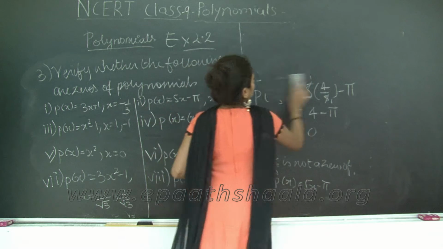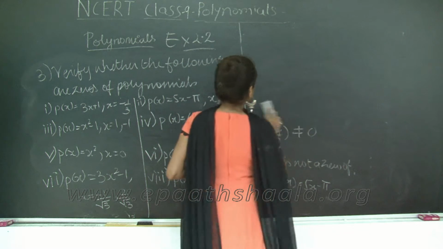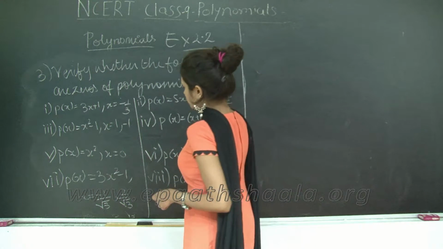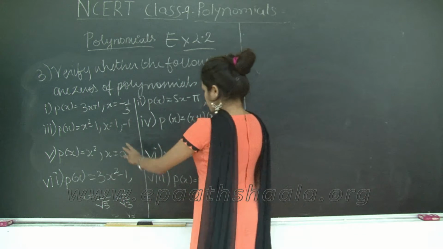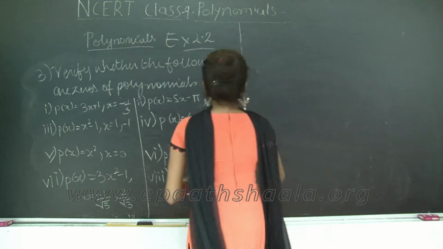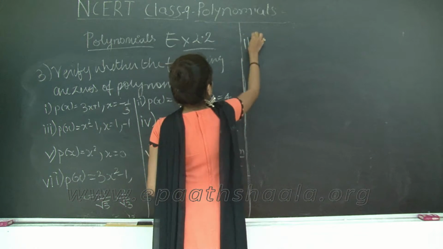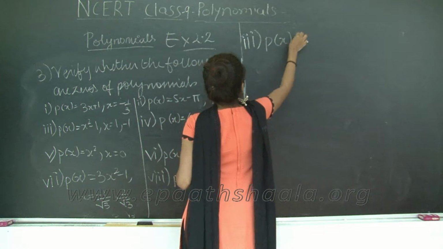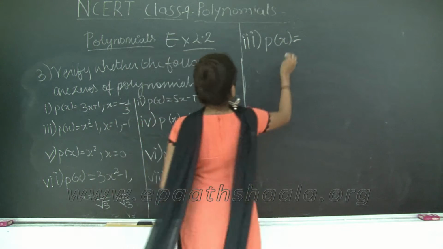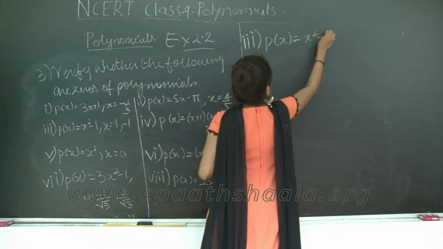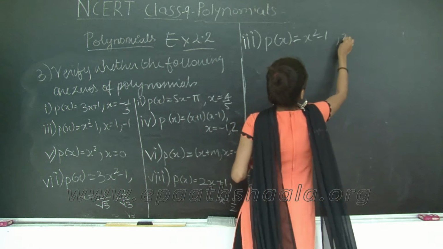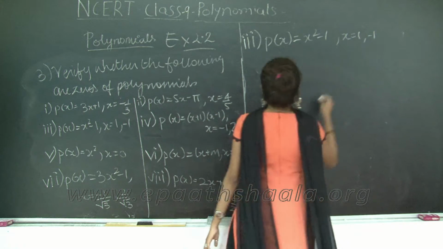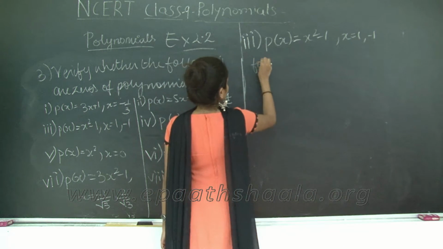We'll go ahead and quickly solve the third sum. However, in the third sum we have to find for two values of x. So I'm just going to write my question first. p(x) = x² - 1. And you have to find for values x = 1 and x = -1. Let's find for x = 1.